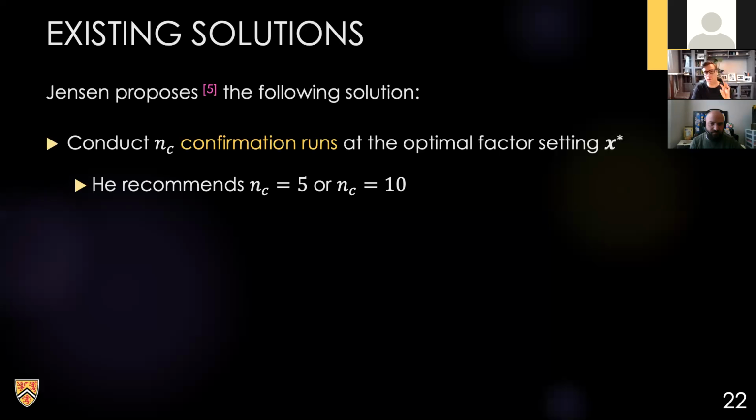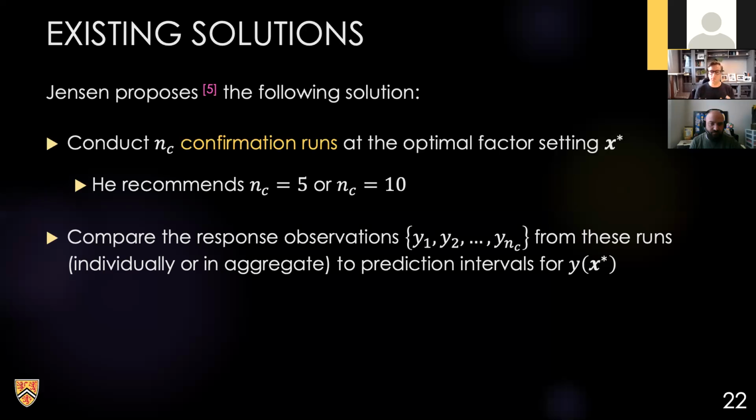So his recommendation was to do 5 to 10 confirmation runs at the predicted optimum, and then compare these new response observations either individually or in aggregate to a prediction interval calculated based on your response surface design for the response at that location. And I want to reiterate the importance of studying this optimal setting further. And I think that what Willis acknowledges by recommending all of these confirmation runs at this estimated optimum is the fact that we probably don't have any real response observations there yet. All we have is a prediction for that response.